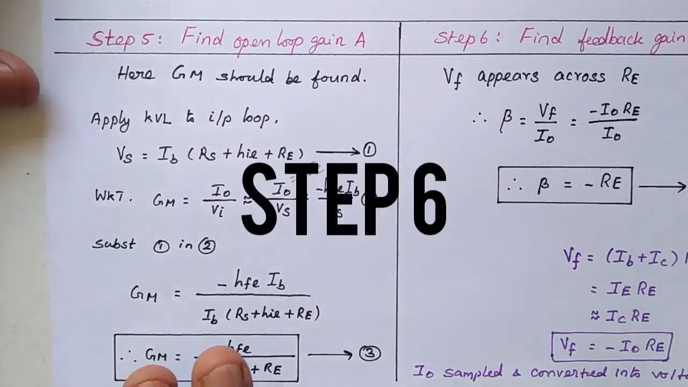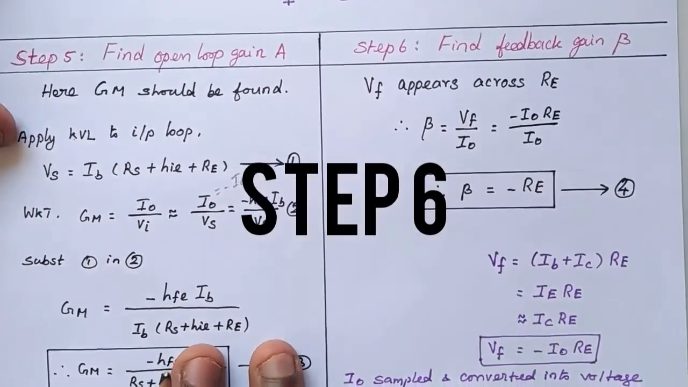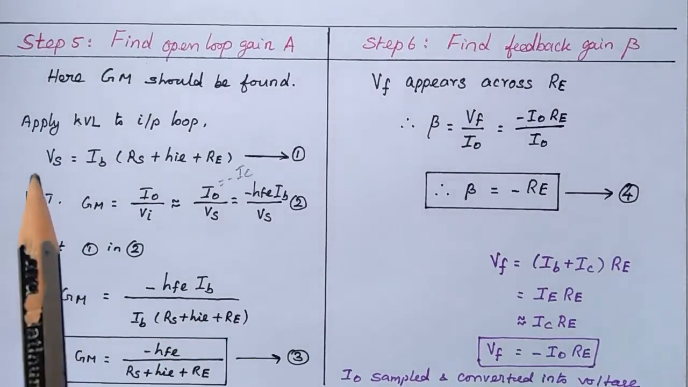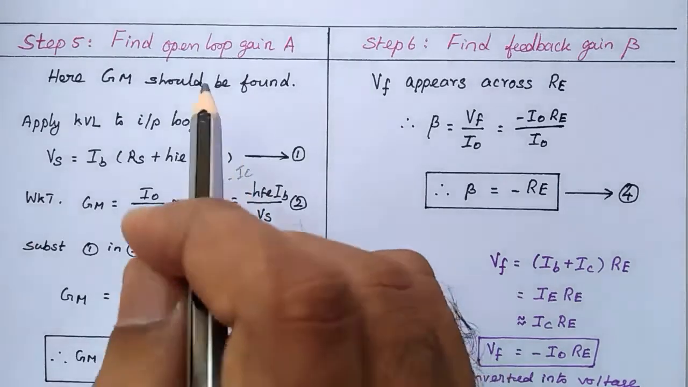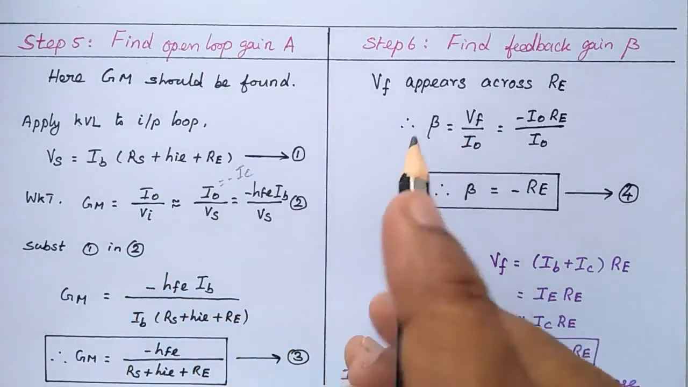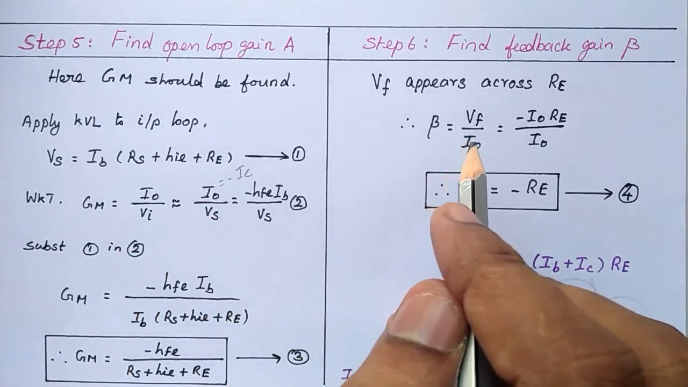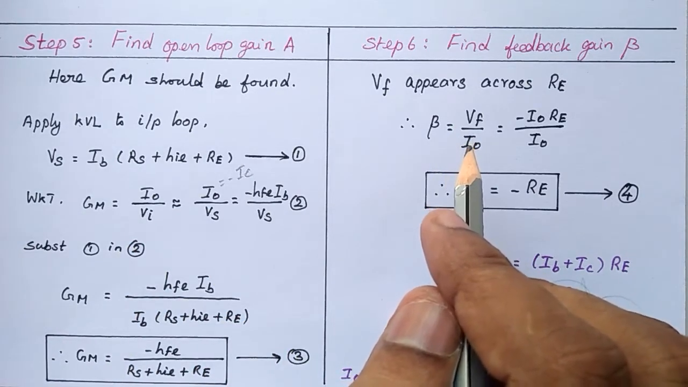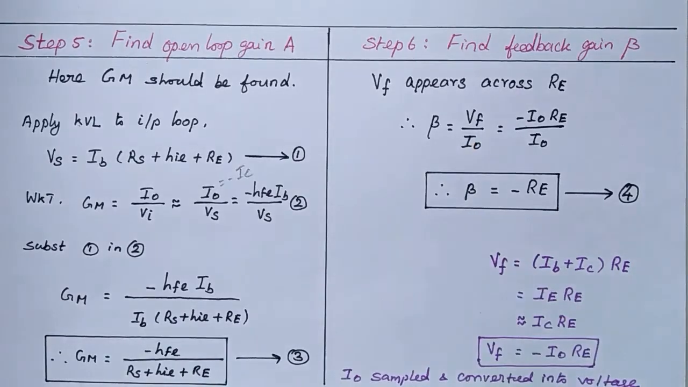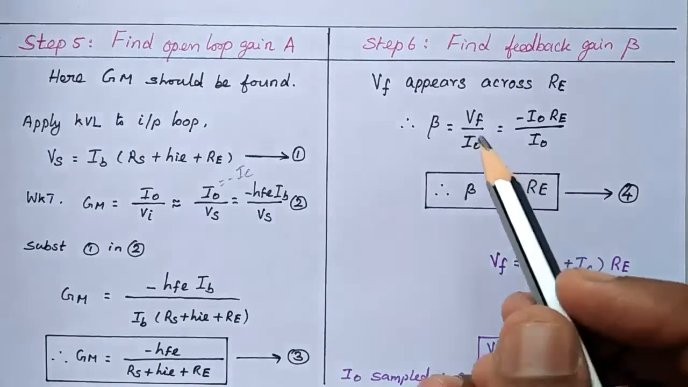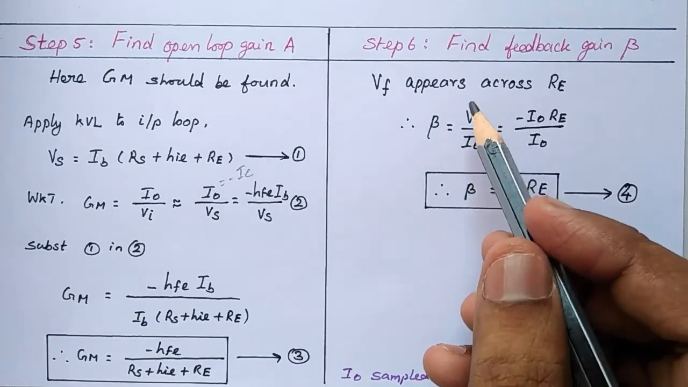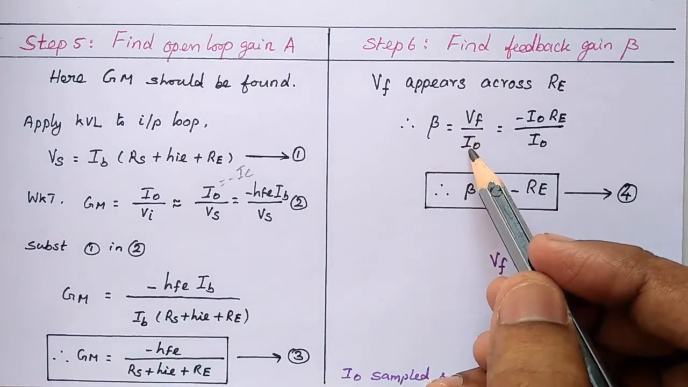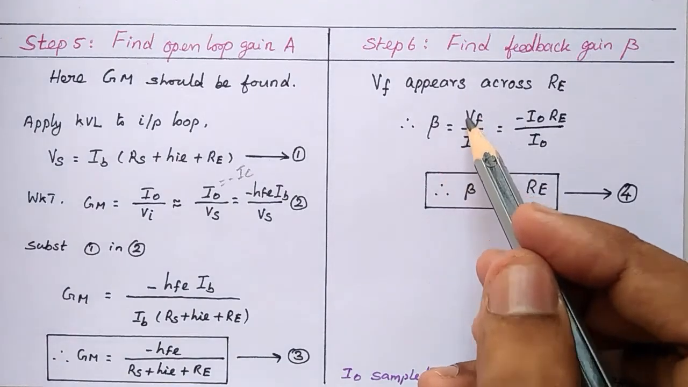The next step is step 6. We have to find the feedback gain beta. For getting the feedback gain beta we need to know two things: what is the output and what is the input? The input is the output current received from the output side as the feedback signal, as the sampled signal. The output current is the sampled signal and the feedback signal is Vf. So here the output current is transferred to a voltage.